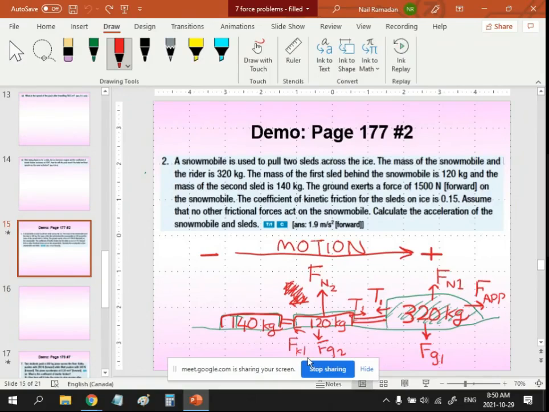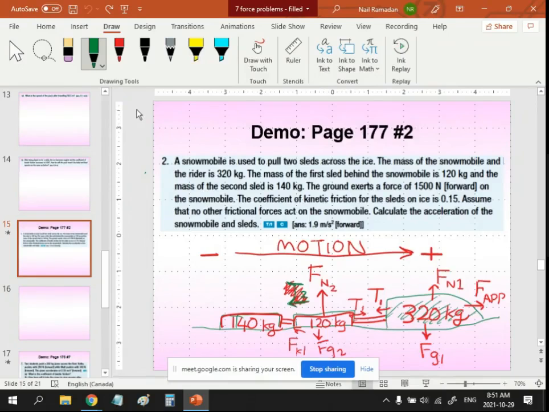Is there another tension on the first sled? Because it's connected from the back, right? What do you call that tension? T, T2. So there is T2. Are there any other forces on the first sled? Or are we done? First sled, are we done with all the forces on it? Yes, we are. Let's go to the last sled.